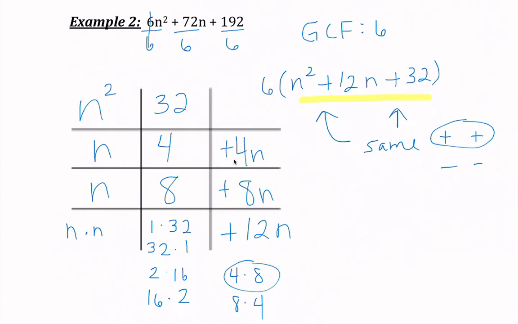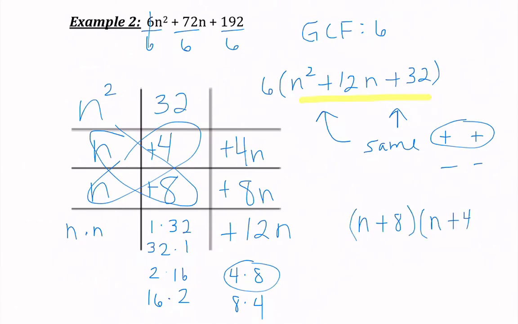So I'm going to slide the signs over. So slide your plus over on top and on bottom, and then we crisscross. So one of my factors is n plus 8. My other factor is n plus 4, and I cannot forget to put my greatest common factor out front.